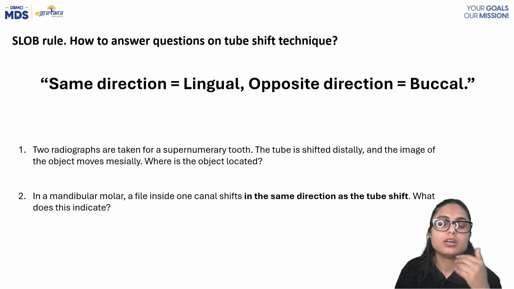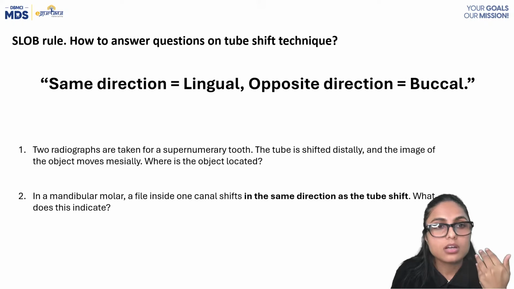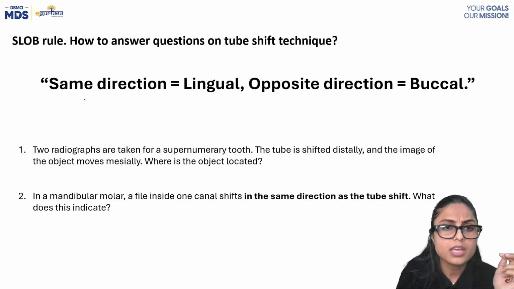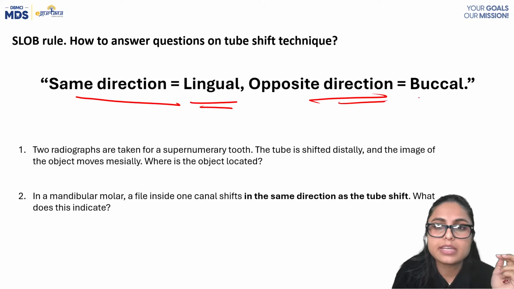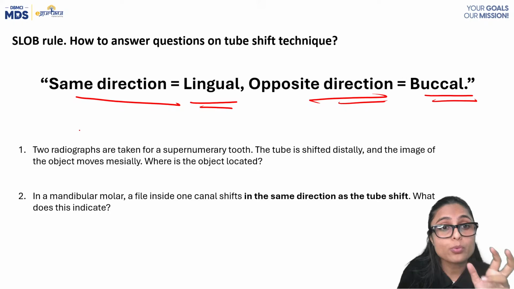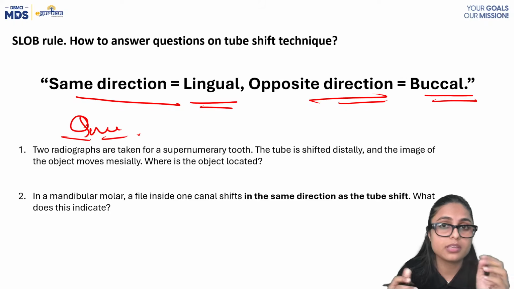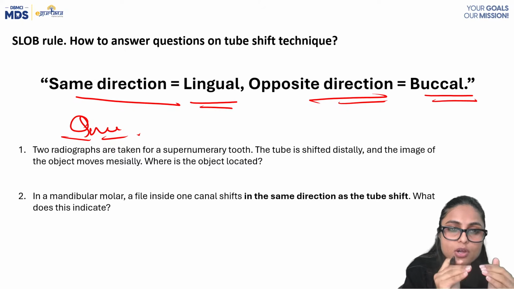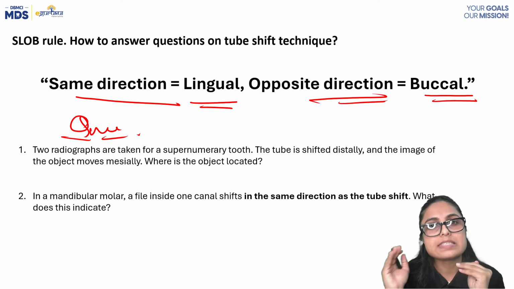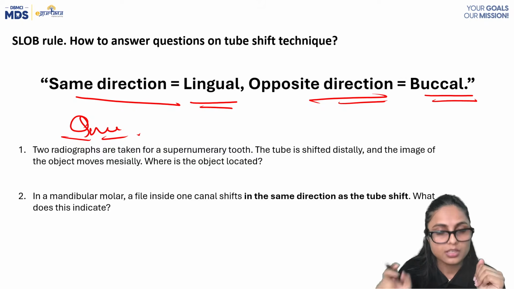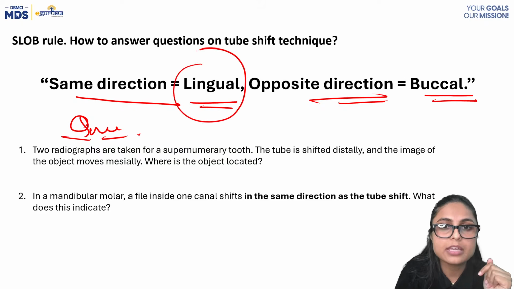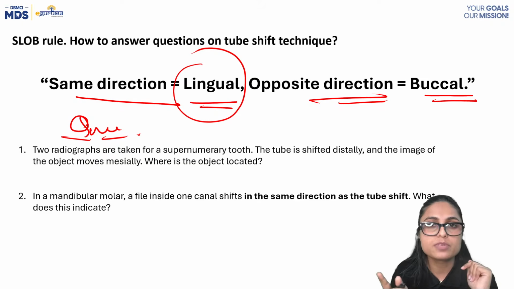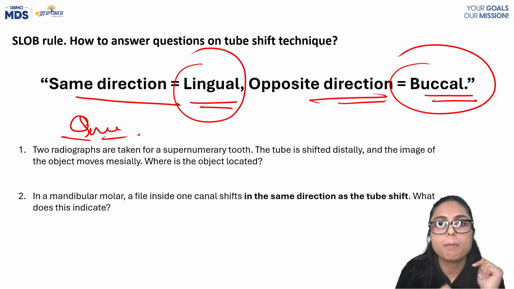SLOB rule, tube shift technique: how to use the SLOB rule and solve the question. Just remember, in the SLOB rule, same direction means lingual, opposite direction means buccal. Now I have put two questions that you have to answer. If your object is moving in the same direction as the tube shift, that means your object is located lingually. If your object is moving in the opposite direction of the tube shift, that means your object is located buccally.